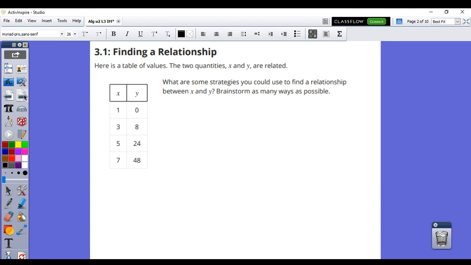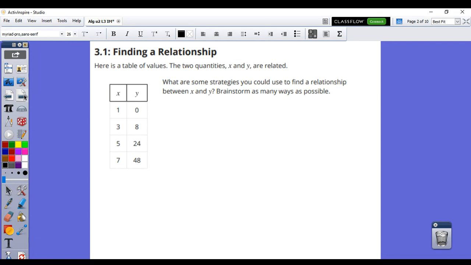A couple of strategies that I hope you were able to come up with: a lot of times we want to look at the X and ask, what did we do with the X to get to the Y? Did we multiply it by something? Did we add something to it? Did we subtract something from it? Look for a simple, straight relationship. If that doesn't work, then you want to look for a combination of things. What happens as X goes up or down, and what happens to Y?